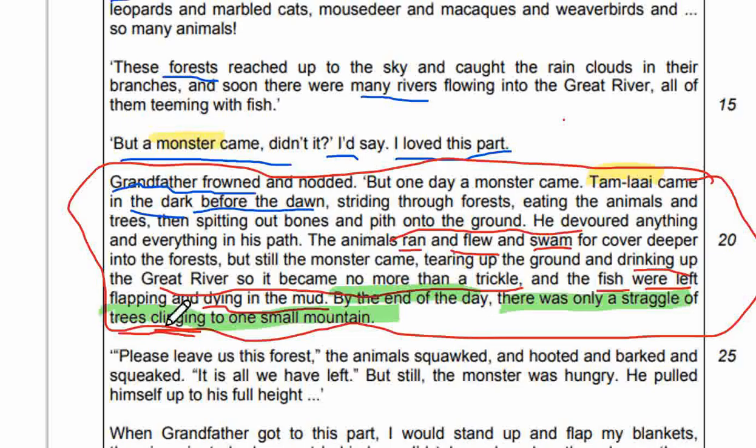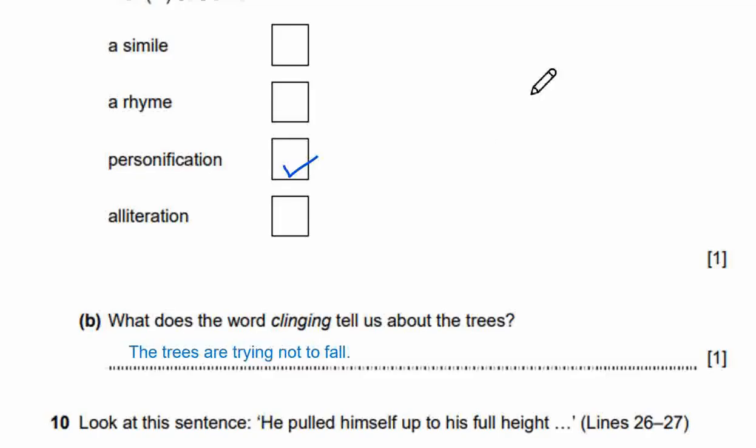As the tree struggles and holds on to the small mountain tightly, the word clinging tells us that the tree tries not to fall down. So let's type that answer. We write the trees are trying not to fall. However, if you have any other option, like the trees are barely able to hang on, or another possible answer, if you are doubtful, you can type in the comment section to clarify.